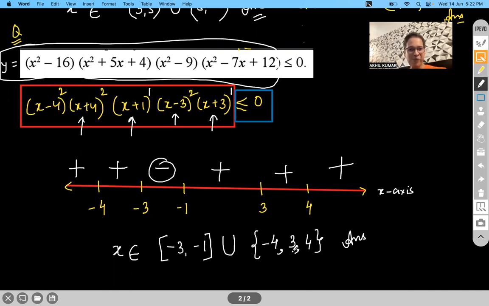Yes or no? Yes, sir. So -4 is a value for which the function was becoming 0. So I had to include it in my answer. 3 is also a value for which the function was becoming 0. So that also I have to include in my answer. 4 is also a value for which the function was becoming 0. So that also has to be included in my answer.